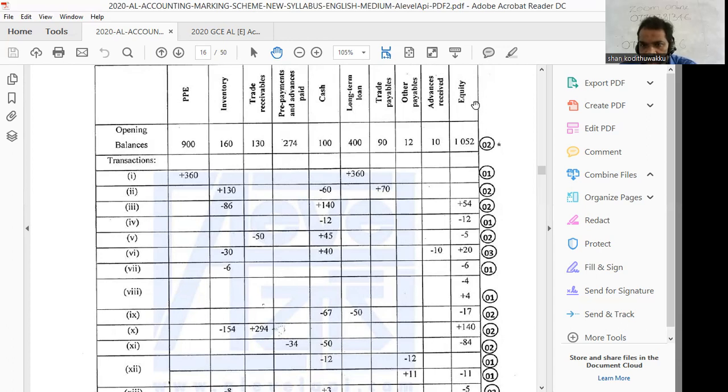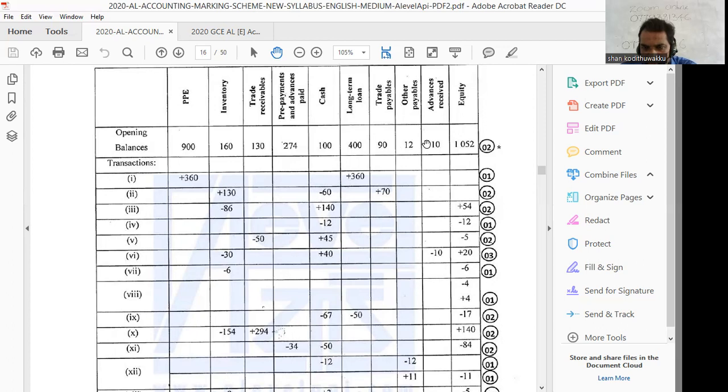If you are not given equity, how can you take equity? Total assets, addition of these things, minus total liabilities, these things. Then you take the equity value 1,052. For you to record these given opening balances, you are given 2 marks. Right. Then we can move on.